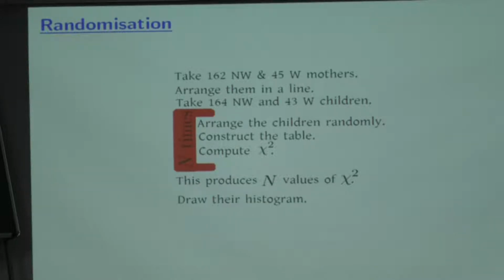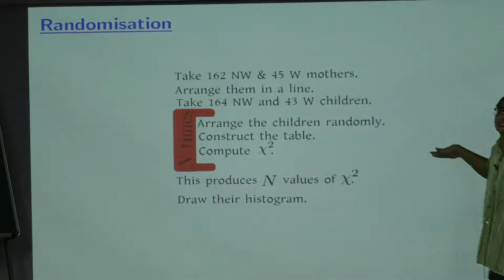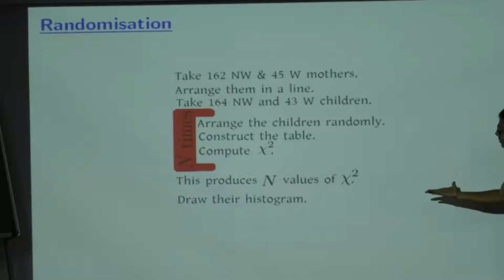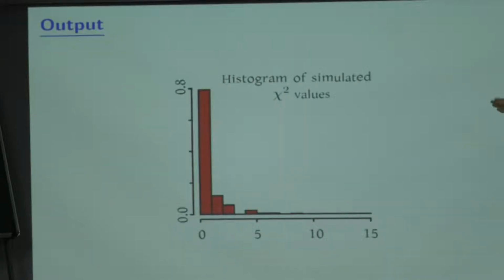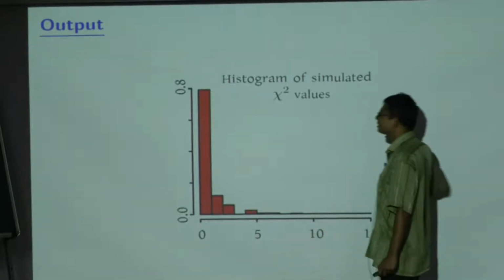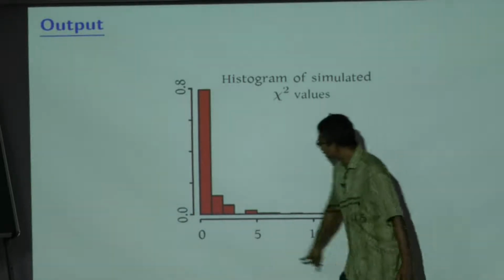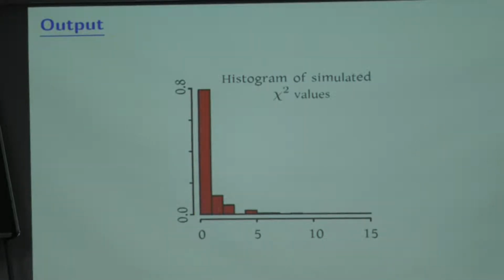Now I will draw their histogram, and this histogram will play the role of the chi-square distribution. I know that this is the behavior that I expect of my statistic had there been no association. Now I can compare the chi-square that I got from the original table against this. For example, if I really carry this out, one can do this very easily using R, I get this type of histogram. So this is my approximate chi-square distribution. And here I can again look at, well, 0.04 will be somewhere here, which means that again I accept the null hypothesis.